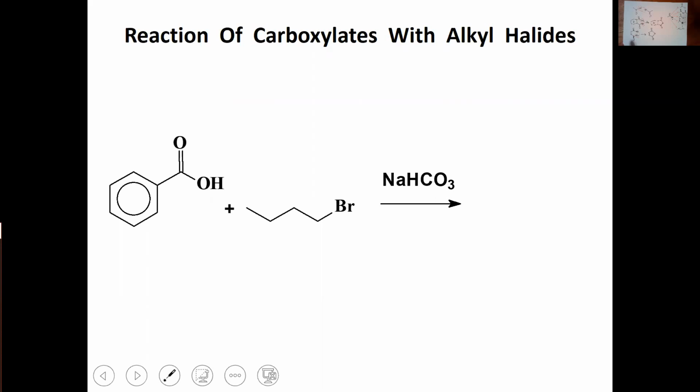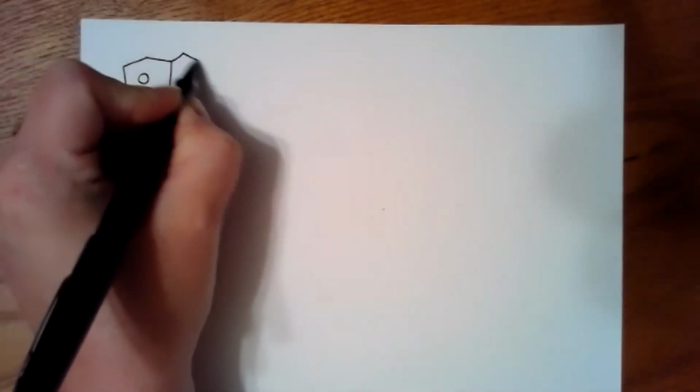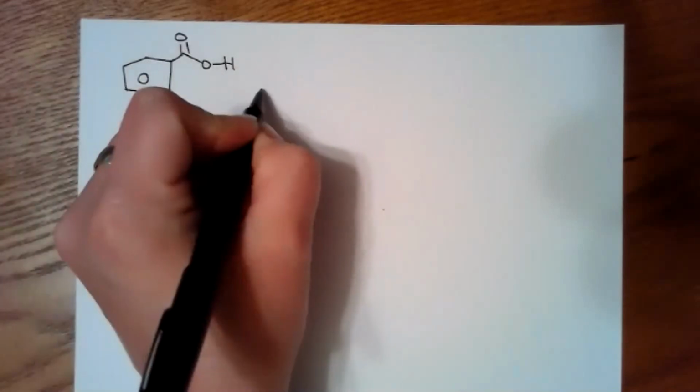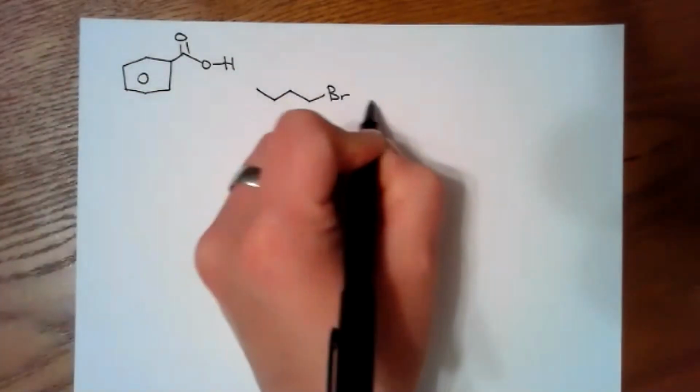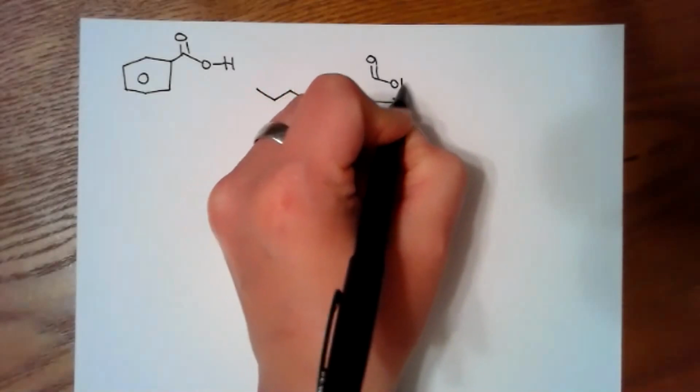If you were to take that carboxylic acid and that alkyl halide, along with, recognize it, sodium bicarbonate, what do you get? You guessed it, you get an ester. You get this ester. Well, let's draw a quick mechanism of how. So if I start with benzoic acid, that butyl bromide and sodium bicarbonate.